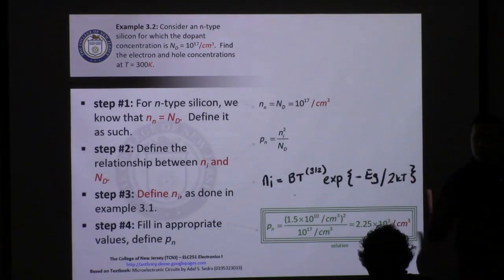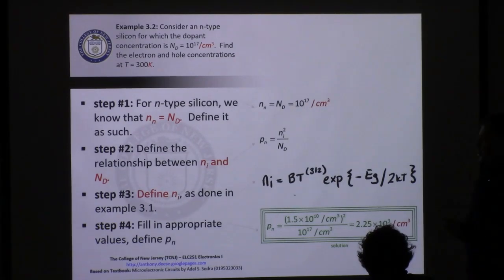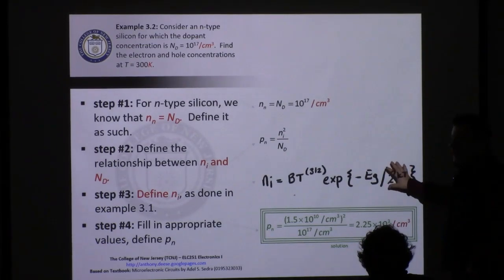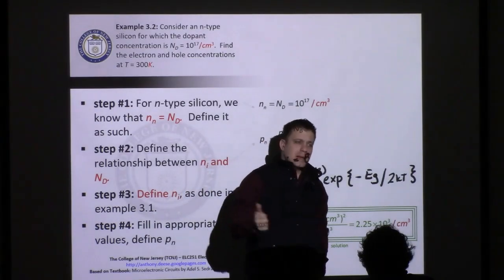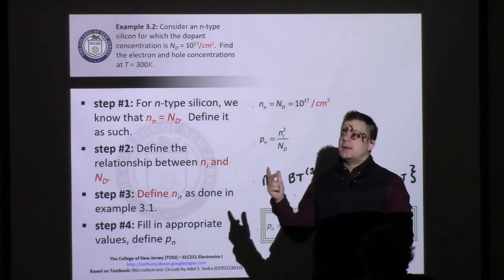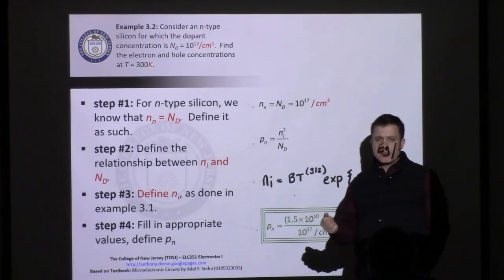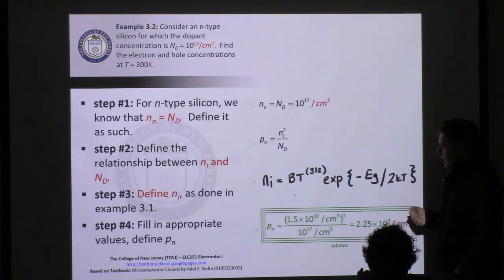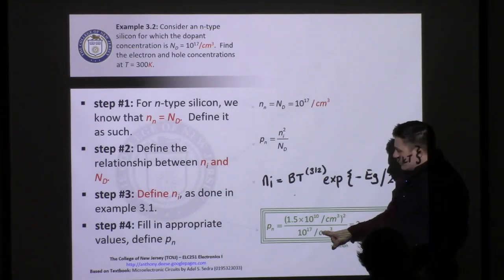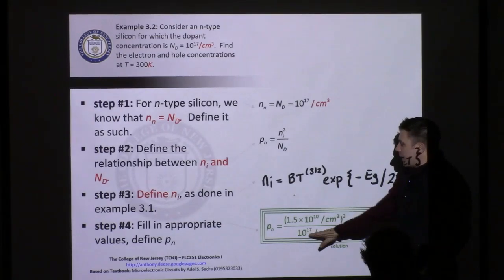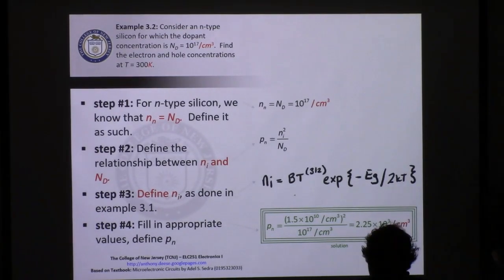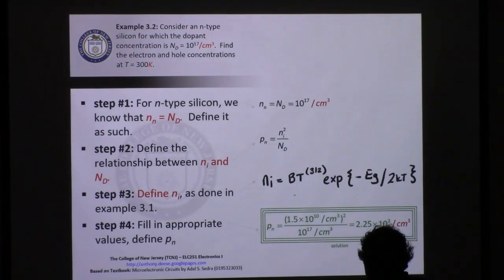I encourage you to go and do that calculation yourself, again, to check. The only variable you need in order to use this equation is temperature. Everything else stays the same: the Boltzmann constant, the band gap energy, all those are the same. And then lastly, we apply this equation, so Ni squared divided by Nd, and that gives us a minority charge carrier concentration of 2.25 times 10 to the 3.